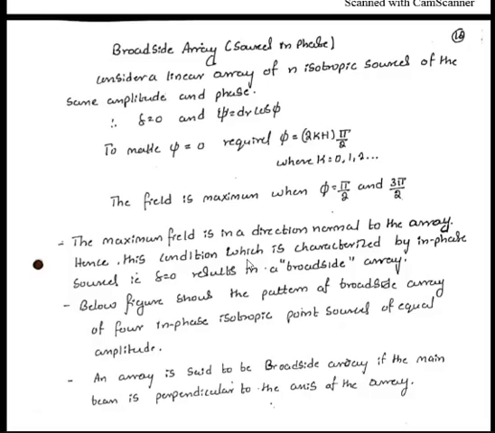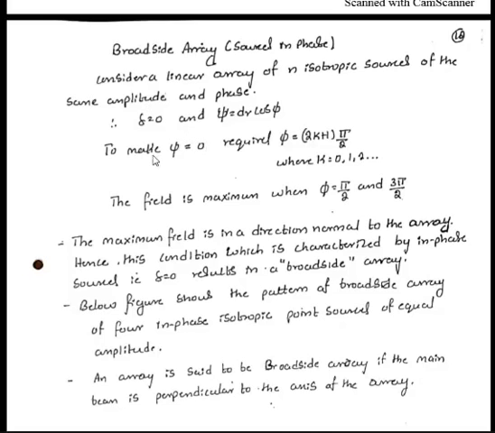We have the total phase difference equation, psi is equal to d r cos phi plus delta. Delta is equal to 0 in the broadside case. Delta is nothing but the phase difference between the adjacent sources, and psi is the total phase difference from all the sources. In the broadside array case, there will be no phase difference, or delta is equal to 0, between two adjacent sources.